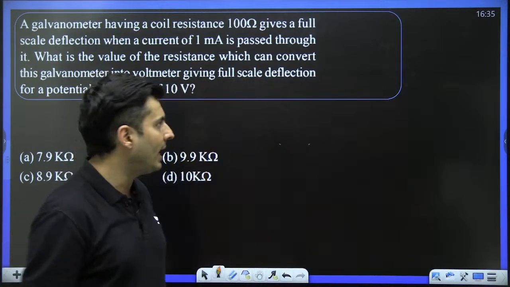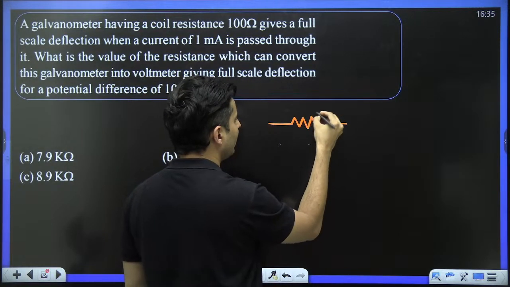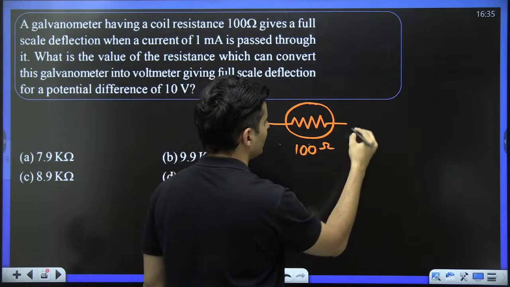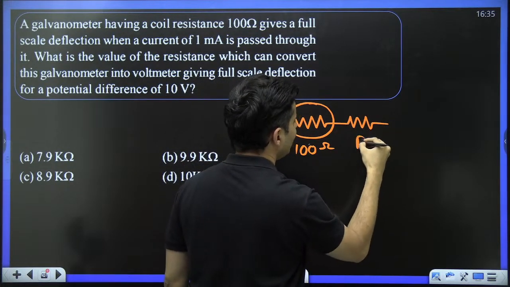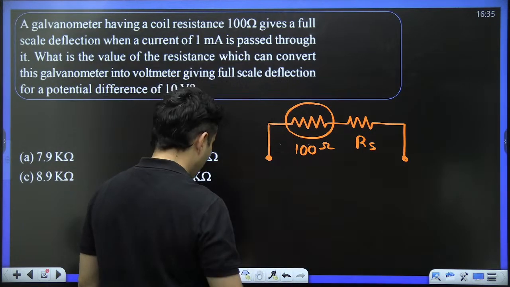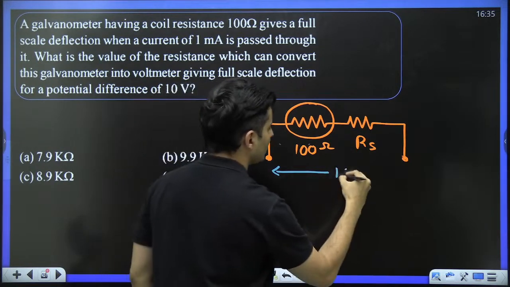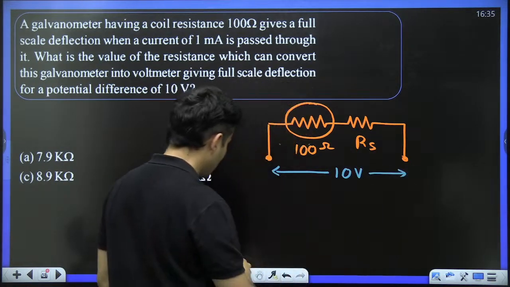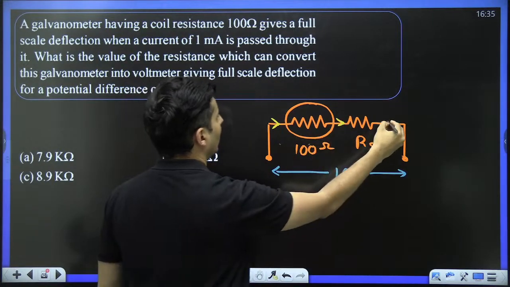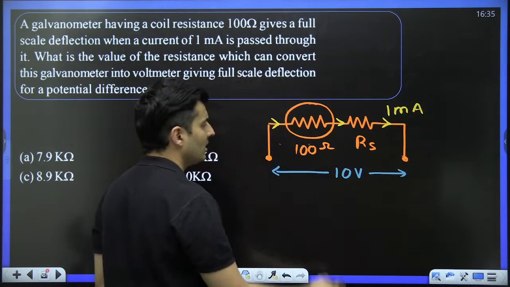Let me just think of the diagram first. So I have the galvanometer over here. This is your galvanometer of 100 ohms, and then you have your series resistance, and you can measure a maximum voltage of 10 volts for a maximum current. How much is that current? It is given to be 1 milliampere.